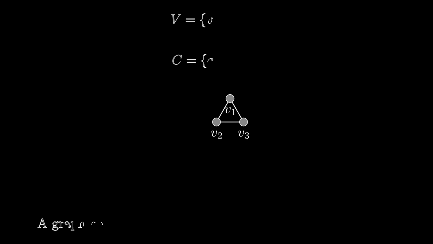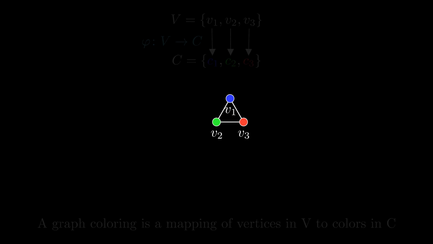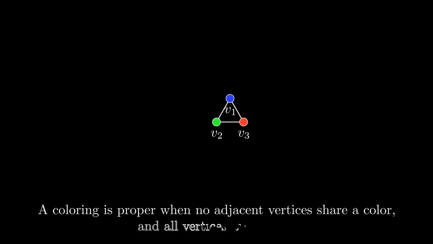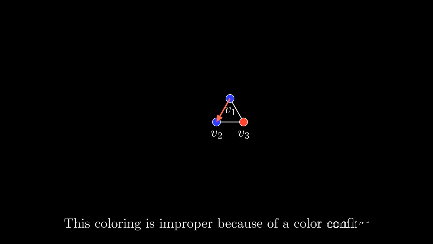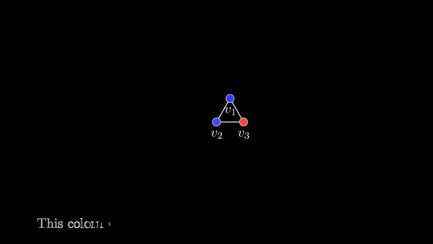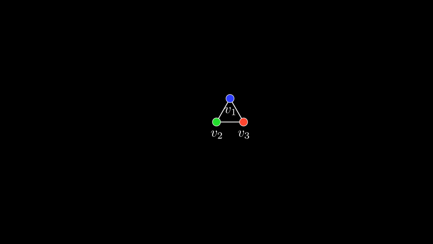A graph coloring is a mapping of vertices in V to colors in C. A coloring is proper when no adjacent vertices share a color and all vertices are colored. This coloring is improper because of a coloring conflict. And this coloring is improper because not all vertices are colored. For this video, unless stated otherwise, a gray vertex isn't colored gray but uncolored. Partial colorings, though improper, will be pretty important too.